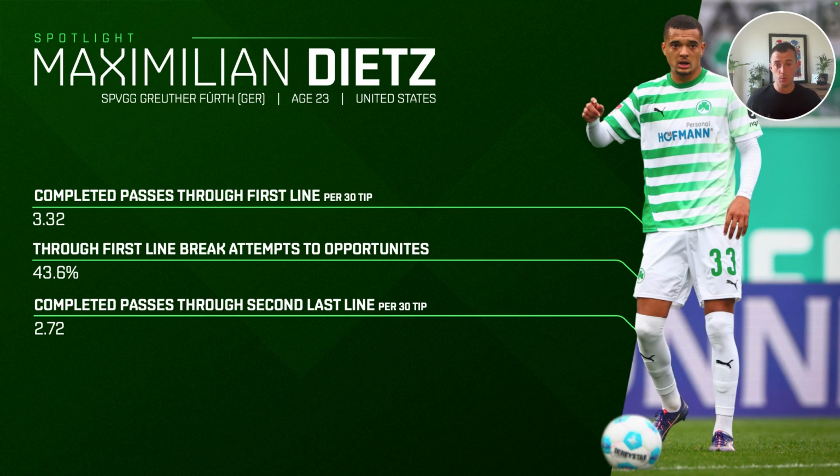What's really interesting as well with this player is in recent weeks, he's actually started to play midfield for his club. So maybe there's something there where they've noticed his passing ability as well, and they've moved him higher up the pitch.